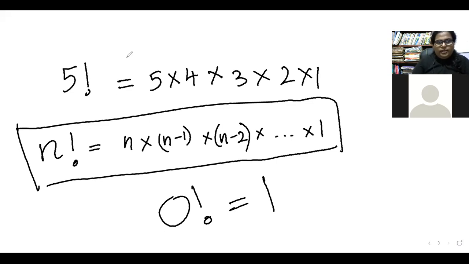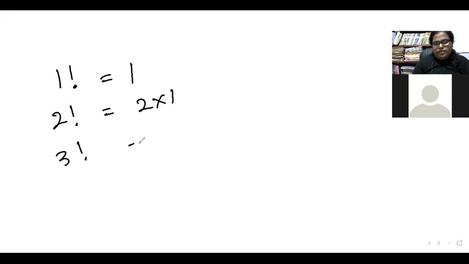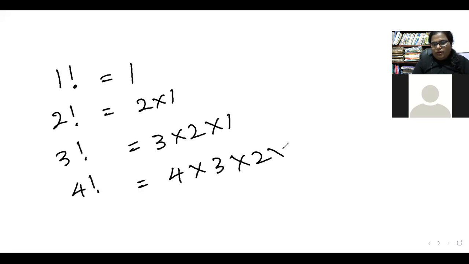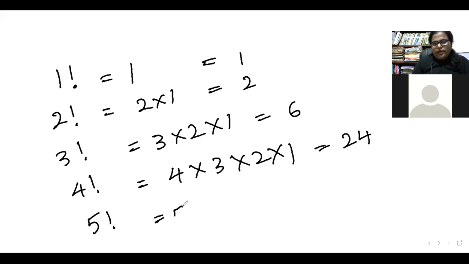So let me write, if you take 1 factorial, it is 1, right? 2 factorial means 2 into 1, the answer is 2. 3 factorial means 3 into 2 into 1, which is 6. 4 factorial means 4 into 3 into 2 into 1, which is 12 and 24. And 5 factorial means 5 into 4 into 3 into 2 into 1.